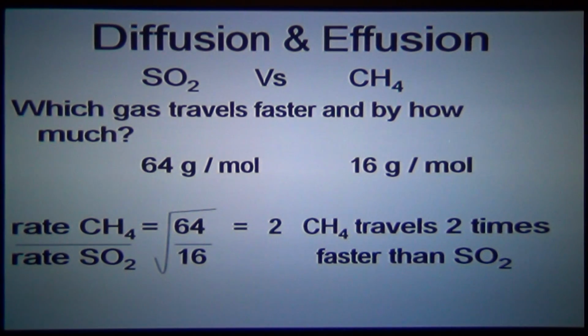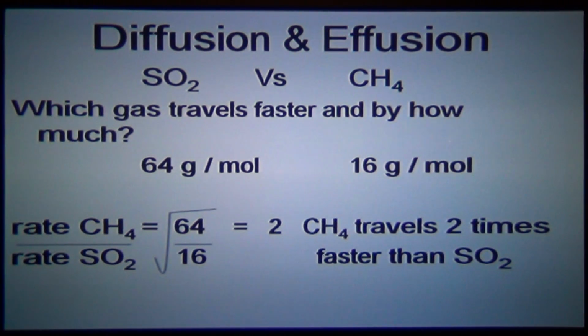Now obviously, you don't always have to put the 64 on top and the 16 on bottom. You don't always have to put the heavier one on top and the lighter on bottom. You could do the inverse of that. You could have put 16 on top and 64 on bottom. And what this would have told you is the reciprocal of this answer. It would have actually told us that SO2, the heavier gas, is traveling at 1/2 the rate of methane. So if you set it up the opposite way, you're still going to get a relative answer. It's going to allow you to compare those two gases, but it's simply going to give you the rate of the heavier gas compared to the lighter one. But in this case, you can obviously see that methane is traveling twice as fast as the SO2.